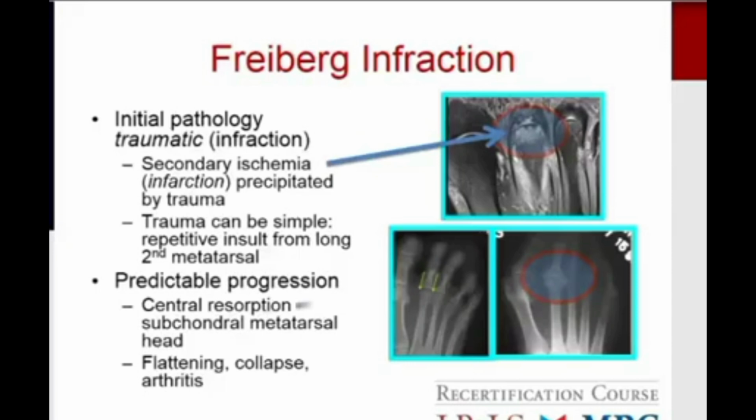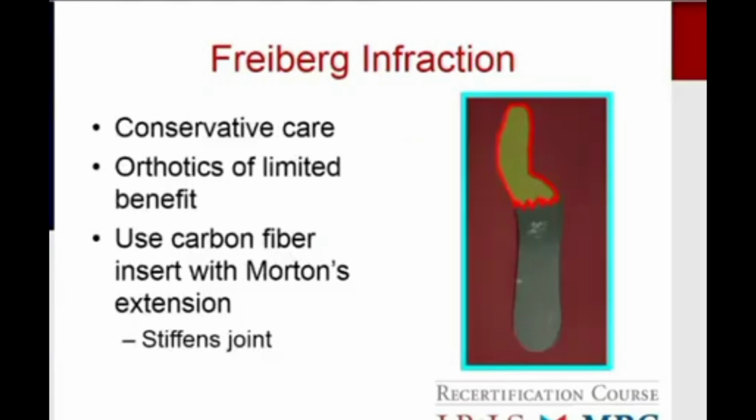We know that we begin with central resorption of the metatarsal head, then it progressively collapses over time to the point where we've got a significant arthritic second metatarsophalangeal joint. Conservative, we talked about it before. We take some way to stiffen the forepart of the foot with a carbon fiber insert, a Morton's extension, preventing that bending stress from occurring, and then taking the stress off of that second toe, stiffening it.